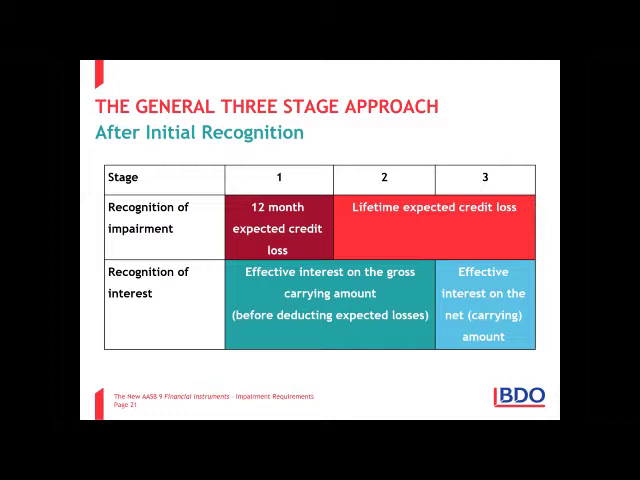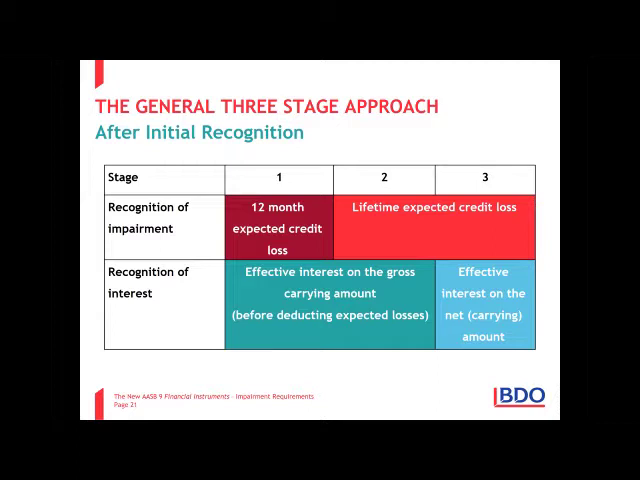So after initial recognition, to look at this slightly differently, or a little bit of a summary, if you look at the 3 stages, stage 1, 2, and 3 at the top of the screen, there are 2 implications. The one is the recognition of the impairment. In stage 1, it's 12-month expected credit loss. So initial recognition and after initial recognition, stage 1 is 12-month expected credit loss. In stages 2 and 3, we look at lifetime expected credit loss.